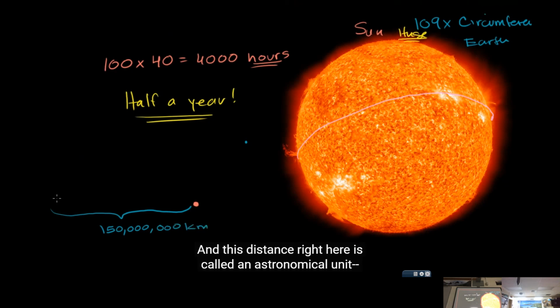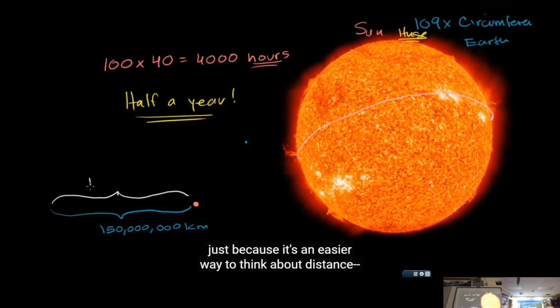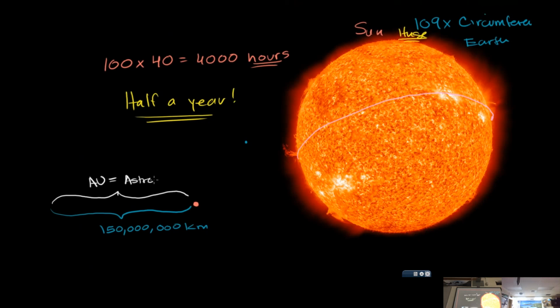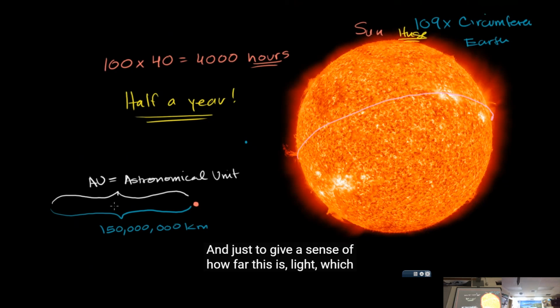And this distance right here is called an astronomical unit. We'll be using that term in the next few videos just because it's an easier way to think about distance. Sometimes abbreviated AU, astronomical unit. And just to give a sense of how far this is, light, which we think is almost infinitely fast, something that looks instantaneous, takes 8 minutes to travel from the sun to the Earth.